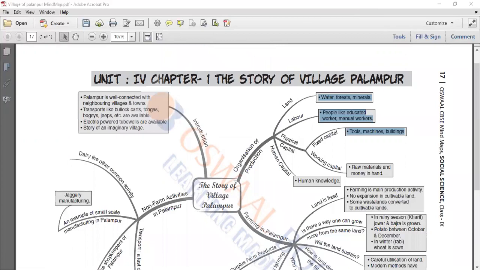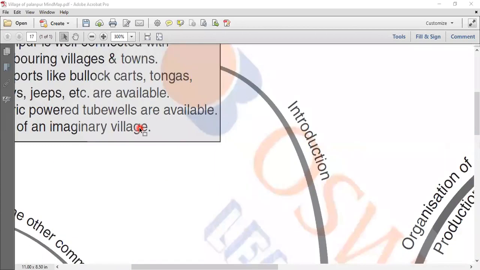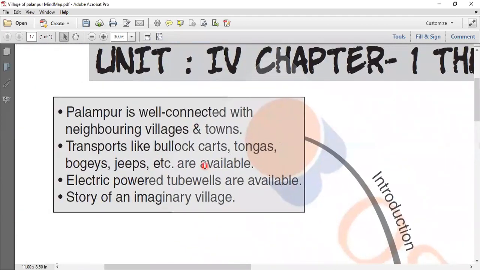In this chapter, we first were introduced to the Palampur village. We saw the kind of village Palampur was. It was an idealistic village. We saw that it was well connected with the neighboring towns and villages. There were transport systems like bullock carts, tongas, bogies, jeeps, etc. There is electricity, so electric powered tube wells are available, and it is an imaginary village.